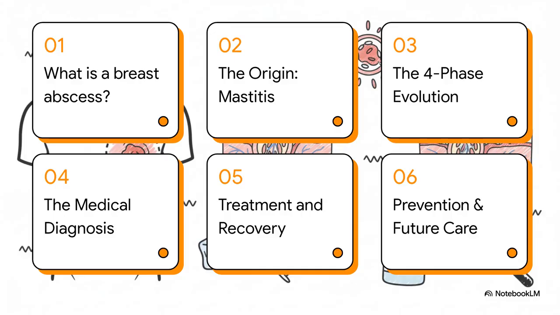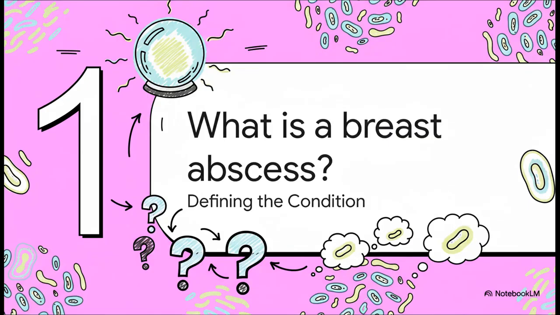Here's our roadmap. We're going to define what a breast abscess is, trace it back to its origin, which is usually mastitis, and then walk through its crucial 4-phase evolution so you know exactly what to look for. We'll also cover diagnosis, treatment, and of course, prevention. First things first, let's get right to the facts. Understanding exactly what we're dealing with is honestly the best way to quiet that fear.